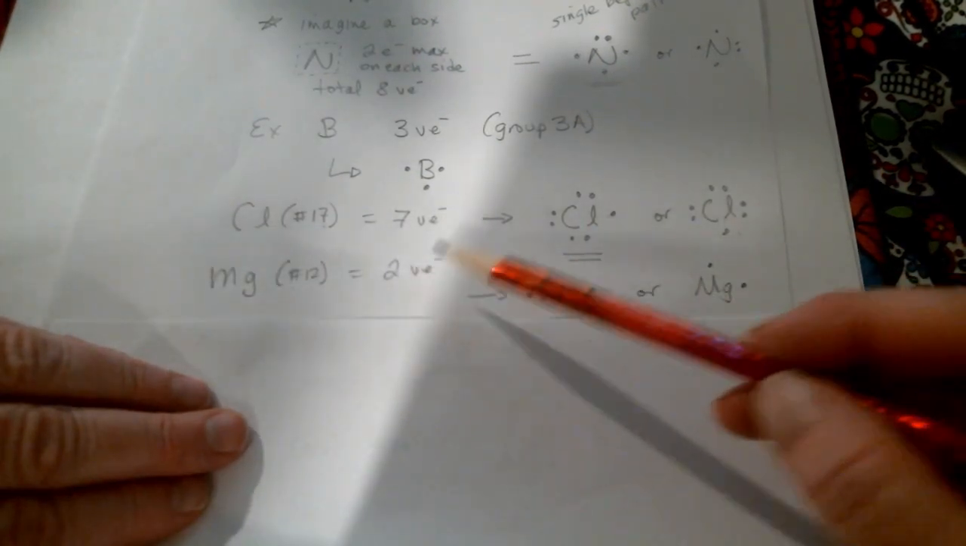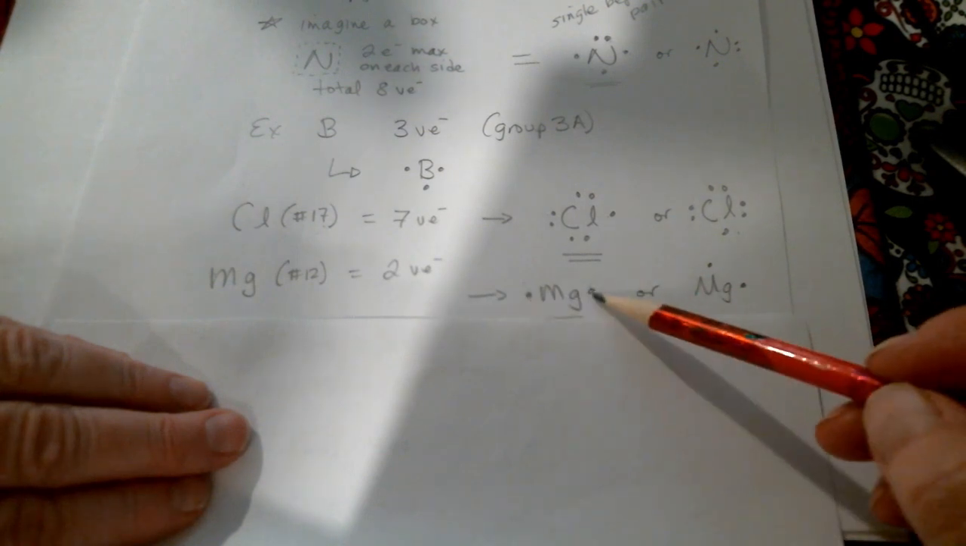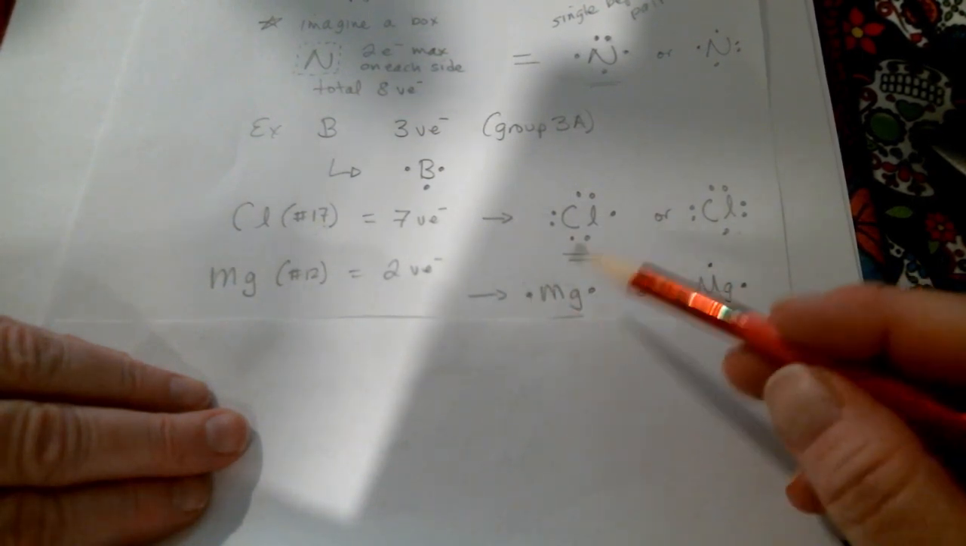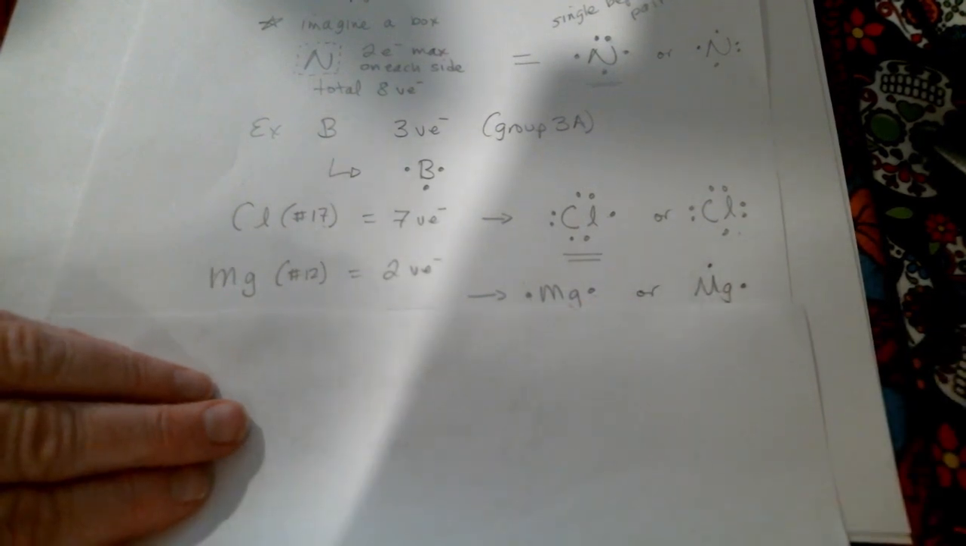Alright, let's try magnesium. Magnesium has 2 valence electrons, so I'm going to put 1 on either side. I do not want to put them both on one side, because they like to be single before you pair them up. Okay, let's try some more.